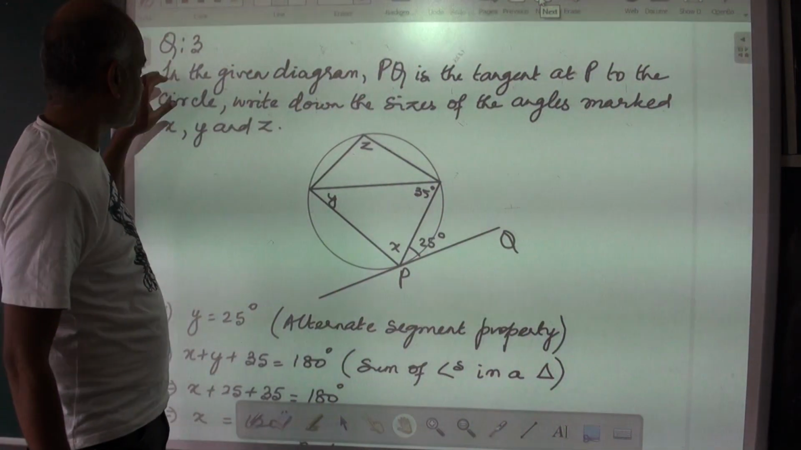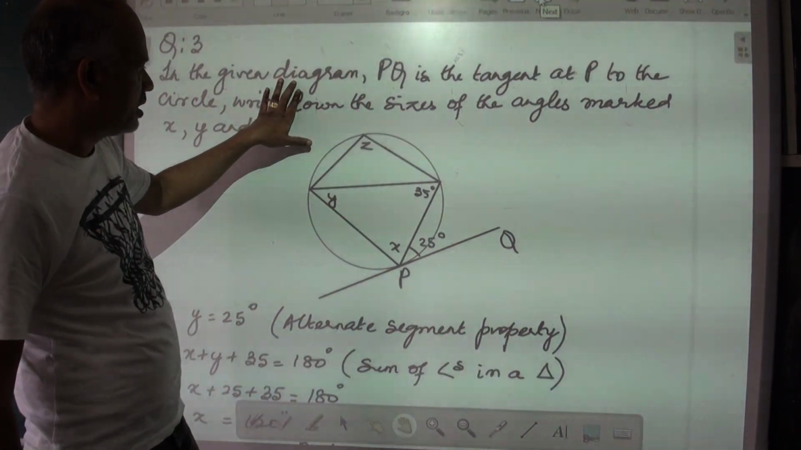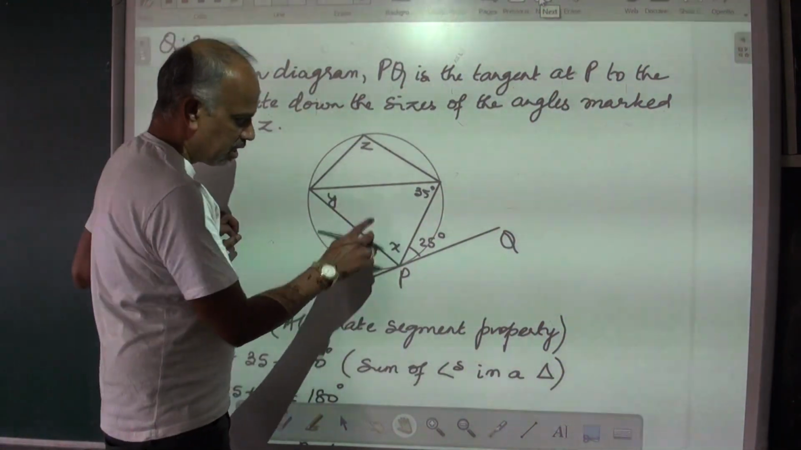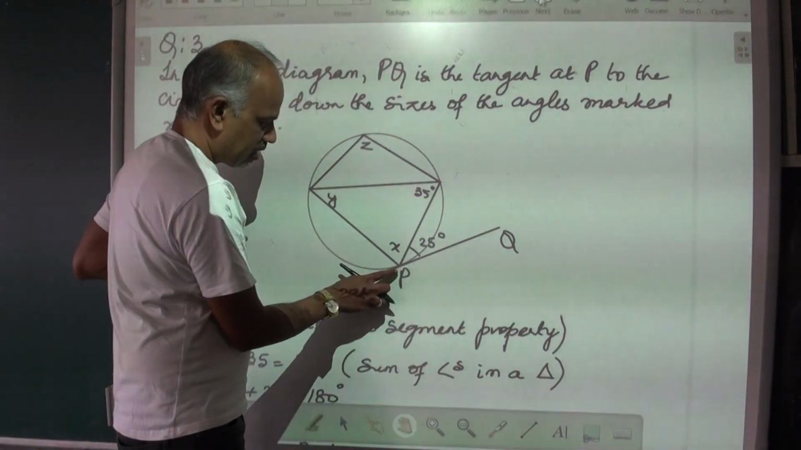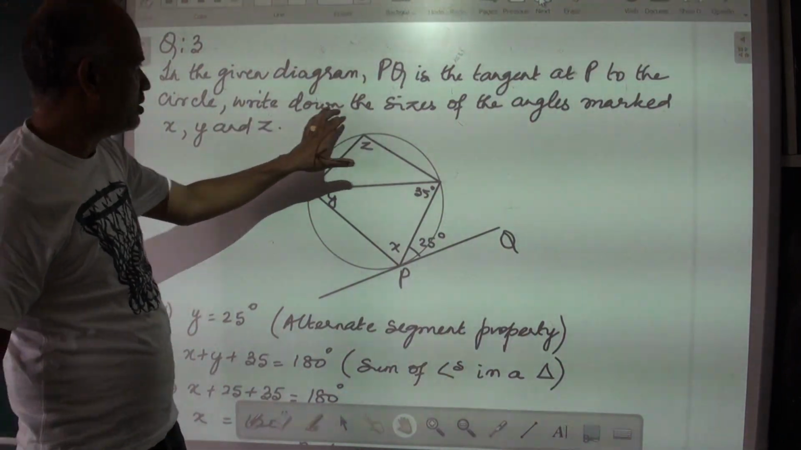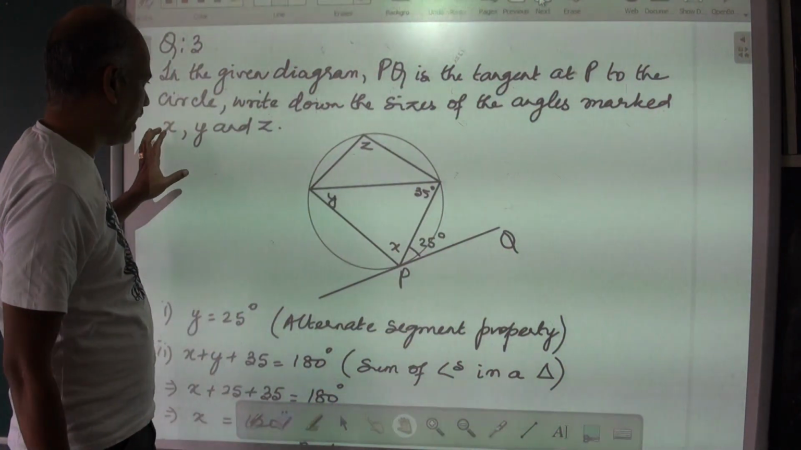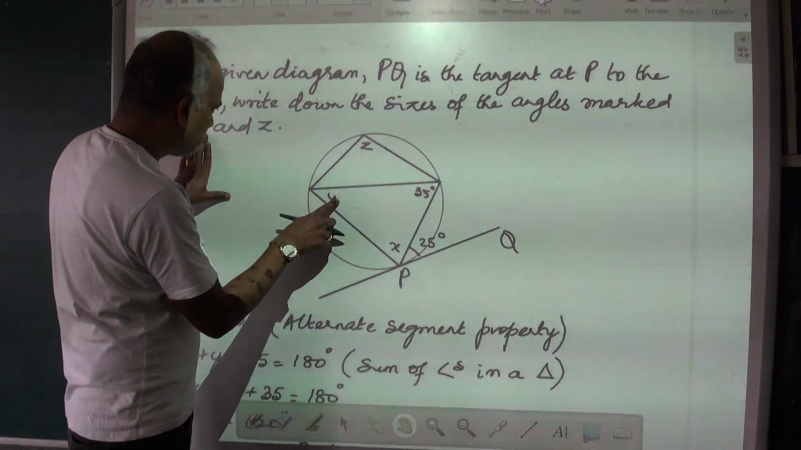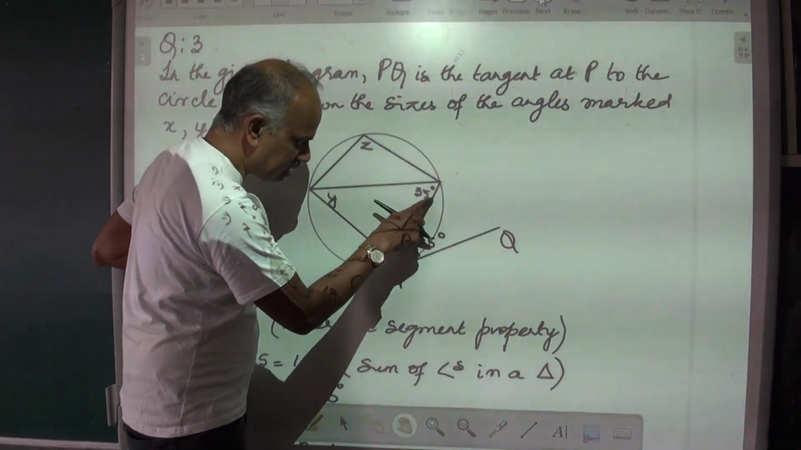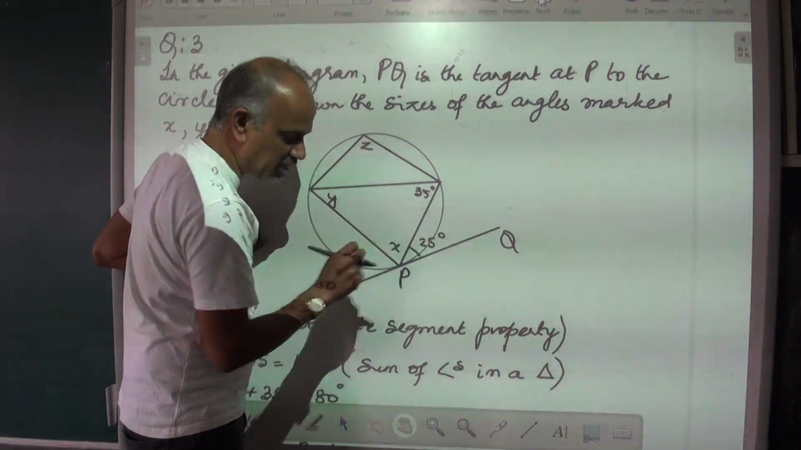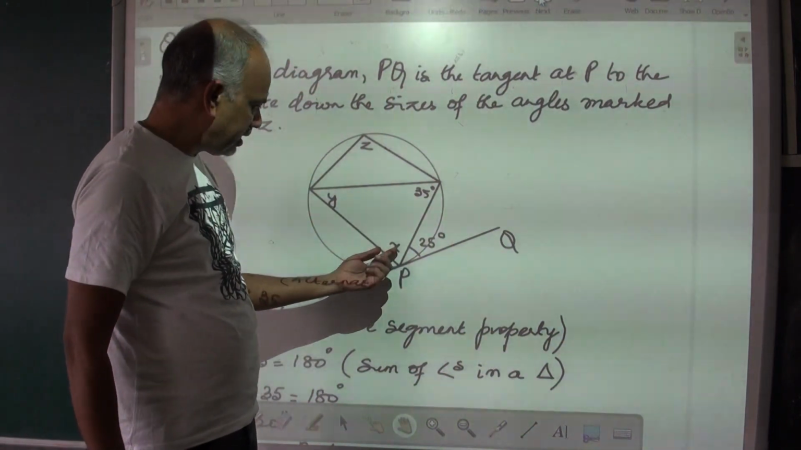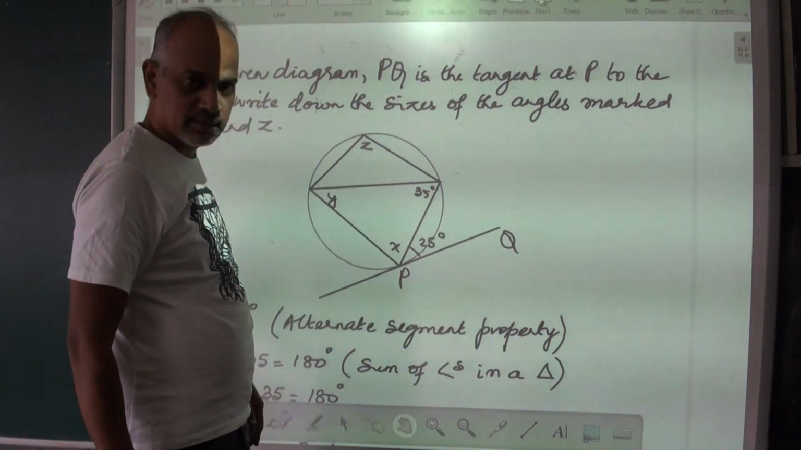Next question. In the given diagram, PQ is the tangent at P. This is the figure given. PQ is the tangent touching at P to the circle. Write down the sizes of the angles marked x, y and z. There are two angles which are also known. This is 35 and this is 25. Using these two angles, you have to find x, y and z.